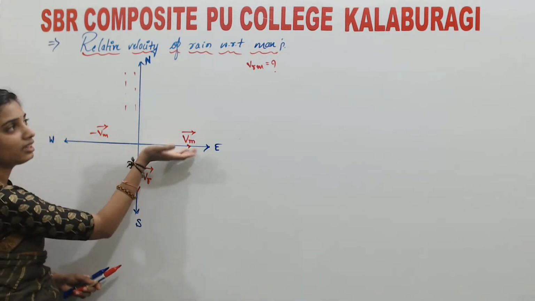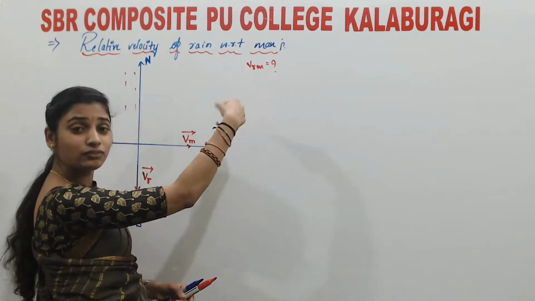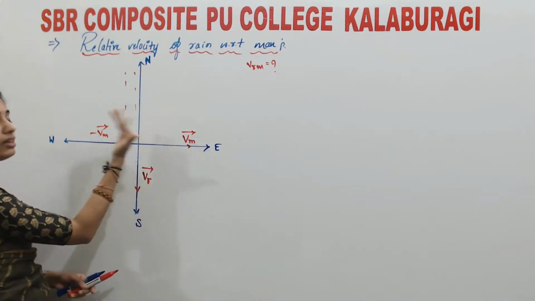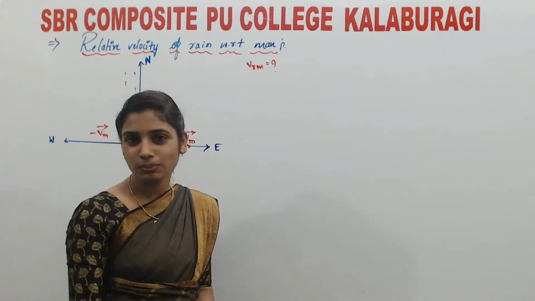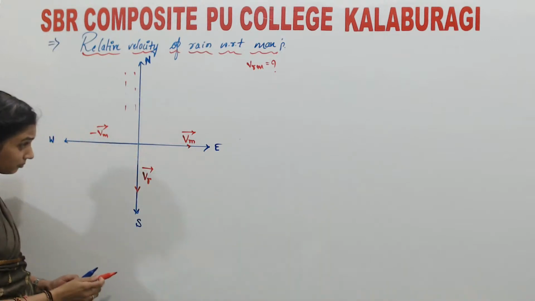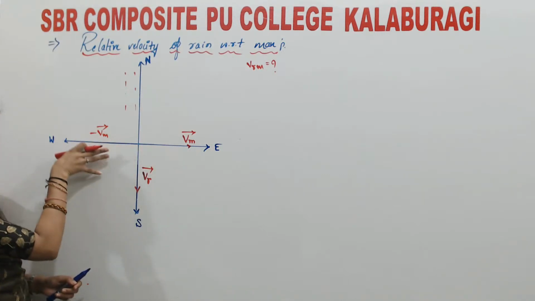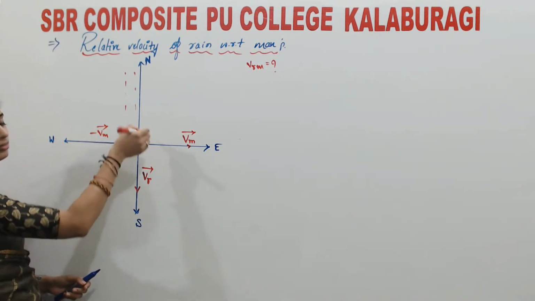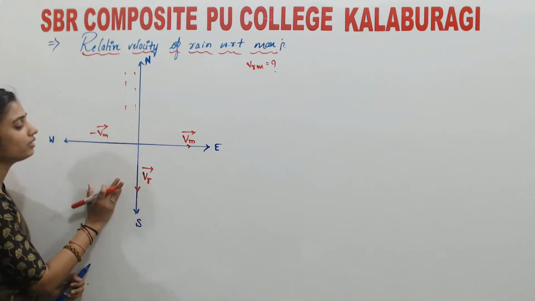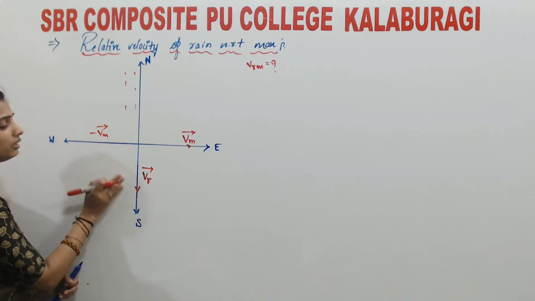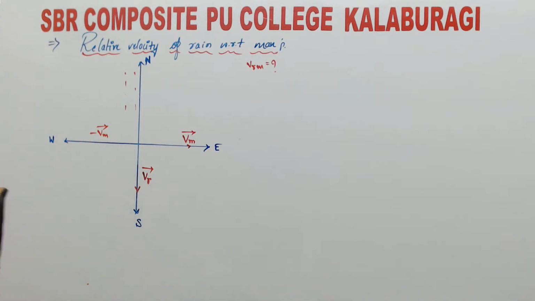Otherwise, I can say, if we want the relative velocity of rain with respect to man, that means the man's velocity we have to reverse in order to find the relative velocity of rain with respect to man. So here I have reversed the direction, or otherwise I can say I have impressed the velocity Vm for both man and rain. So now you have to consider the velocity of man and velocity of rain like this, isn't it?